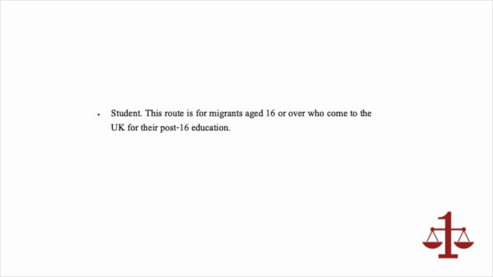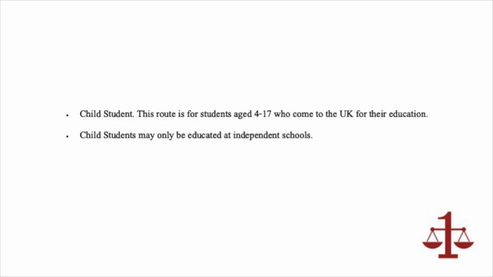An education provider can apply for a student sponsor license in two different categories, the first being the student category. This route is for migrants aged 16 or over who come to the UK for their post-16 education, and the child student. This route is for students aged 4 to 17 who come to the UK for their education. Child students may only be educated at independent schools.